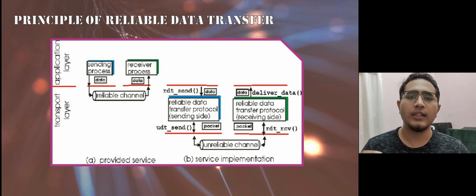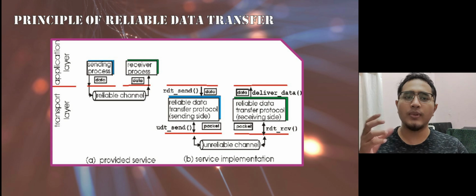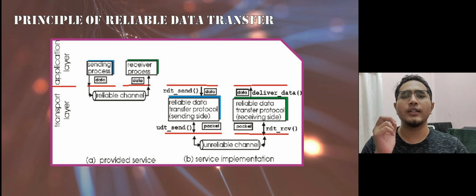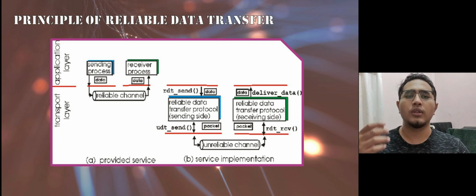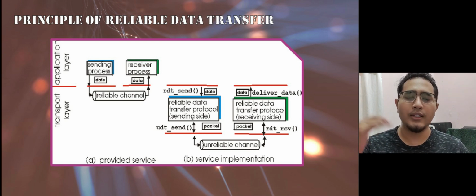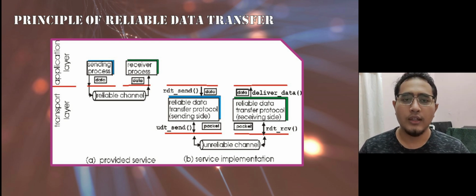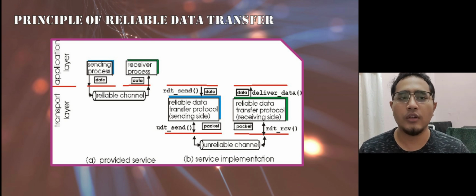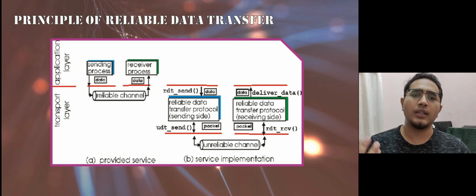In this section, we will incrementally develop the sender and receiver sides of a reliable data transfer protocol, considering increasingly complex models of the underlying channel. The diagram illustrates the interface for our data transfer protocol. The sending side of the data transfer protocol will be invoked from above by a call to rdt_send(). RDT refers to reliable data transfer, while _send indicates that the sending side of RDT is being called.